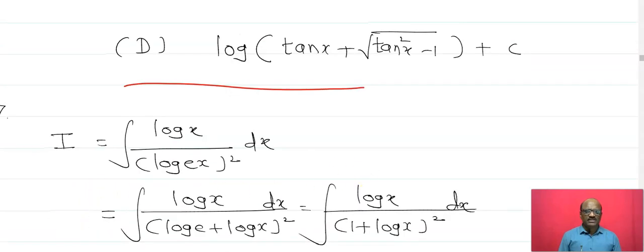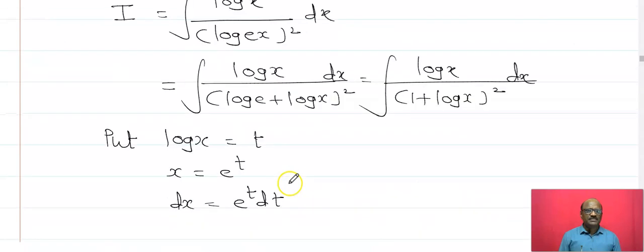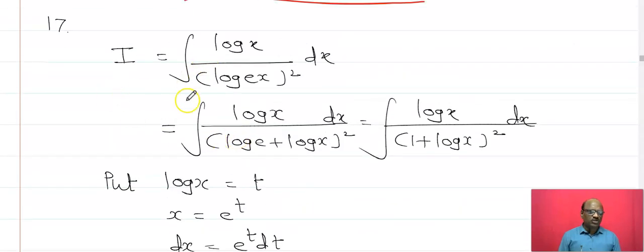Now the next problem, I think that is problem number 17. What is here? I equals the integral of log x upon log of ex, bracket square. Therefore, now we'll solve this integral. Log of ex can be written using the rules of logarithm. That is, log of m into n means log m plus log n. Here it is log e plus log x. But what is the value of log e? Log e is 1, because here the base is also e, and log of e to the base e is 1. Therefore, the integral of log x upon 1 plus log x, bracket square.